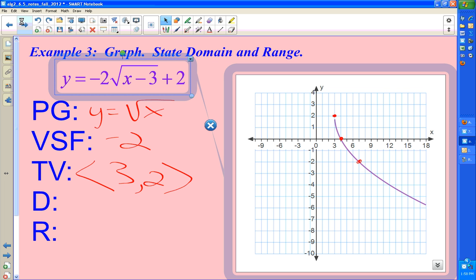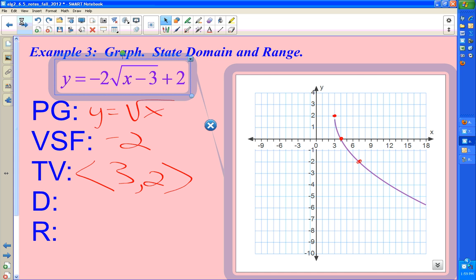And why don't we have the upper half of the parabola? Because it doesn't work that way. It would have to be plus or minus the square root, and we don't have plus or minus. We only have the negative side. That's why it's the bottom half of the parabola.